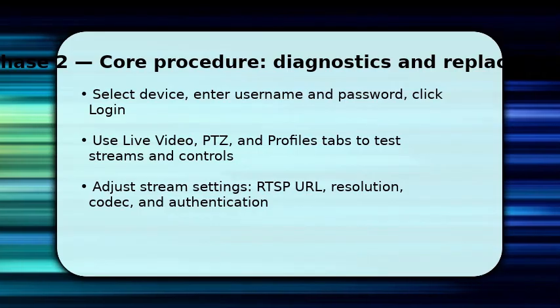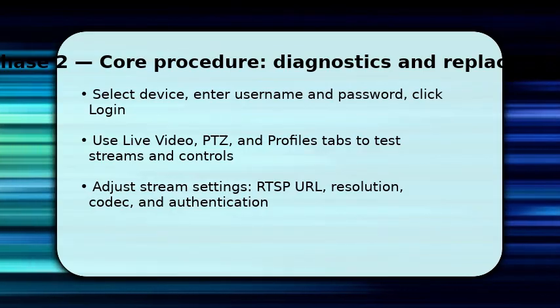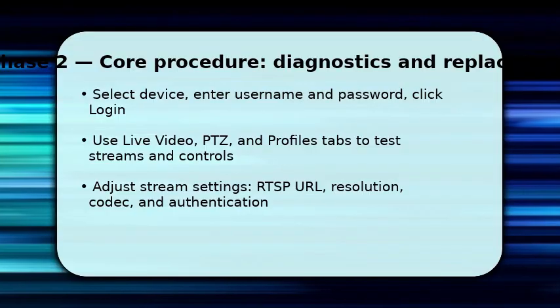You enter credentials, then open the Live Video tab to confirm video and audio. This verifies authentication and codec support. Next, check profiles to see available resolutions and RTSP endpoints. Copy the exact URL for NVRs or players.